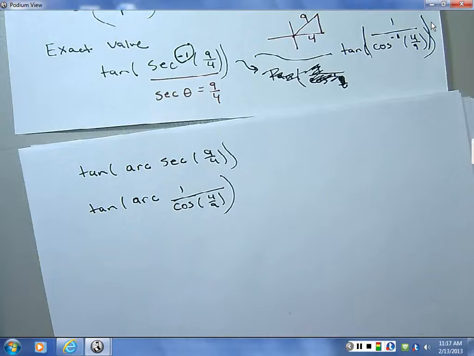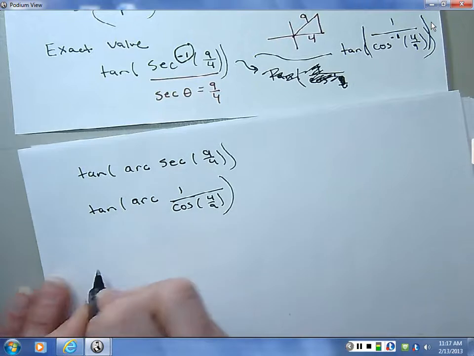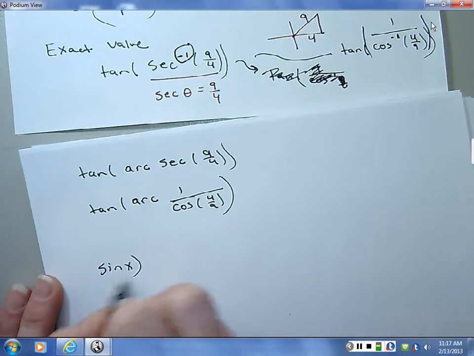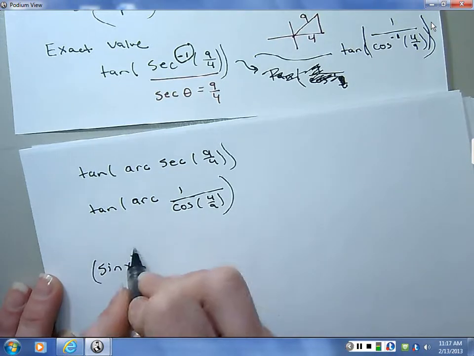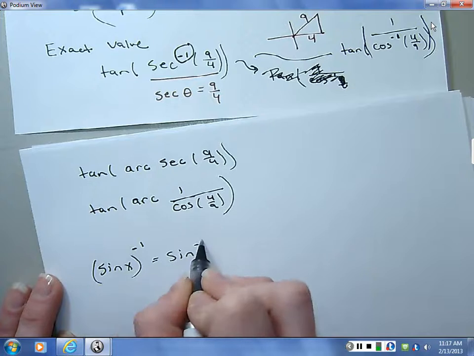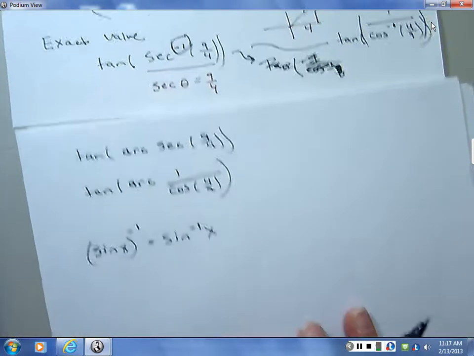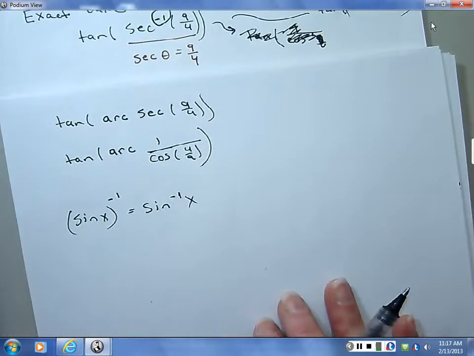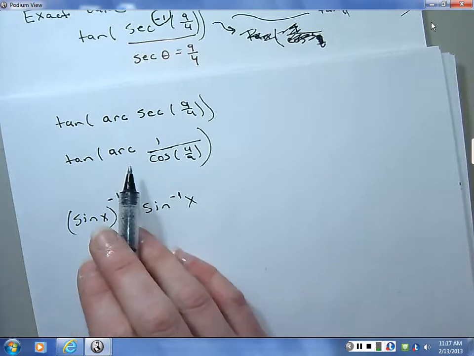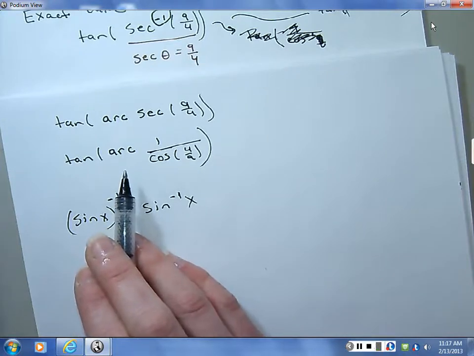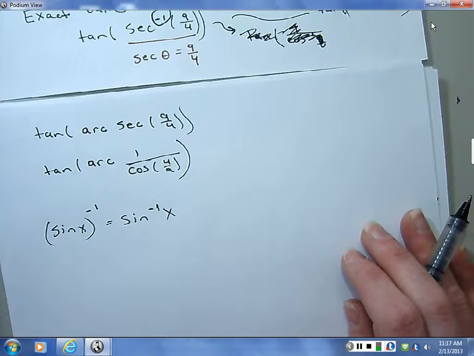Yeah, it doesn't mean flip it. There's a difference between sine of x to the negative 1 power and sine of the inverse of x. What does that mean? The arc means the inverse function. And the inverse function means you're finding an angle that satisfies the relationship.